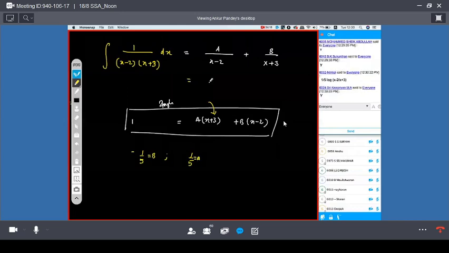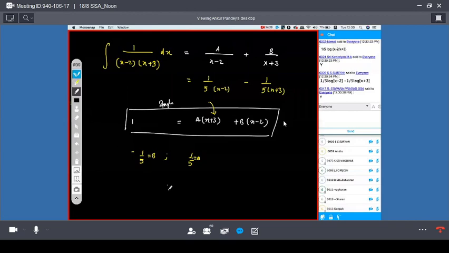So now the question is 1 by 5 into 1 upon x minus 2, minus 1 by 5 into 1 upon x plus 3, and you are happy for life. Why? Because the answer is 1 by 5 log of x minus 2 divided by x plus 3. Got it?